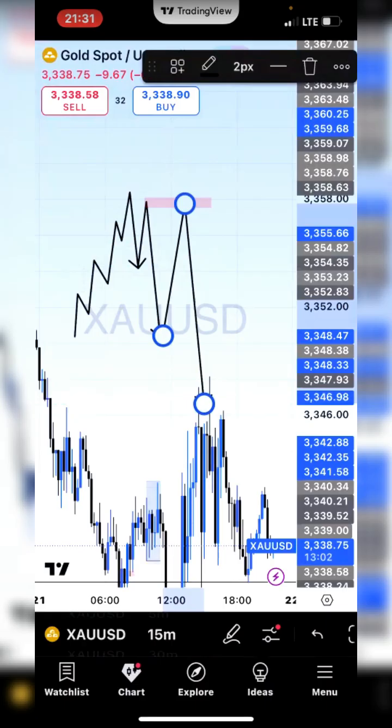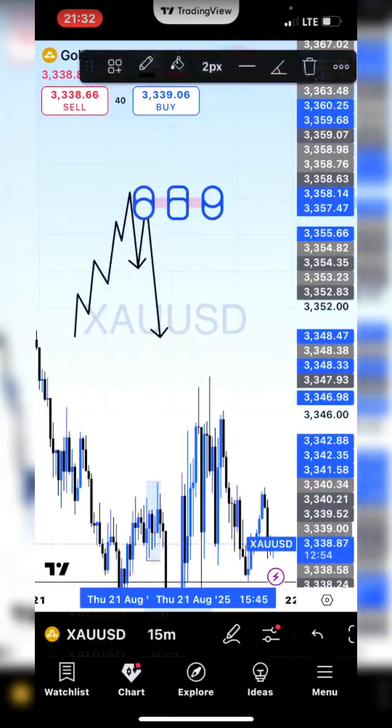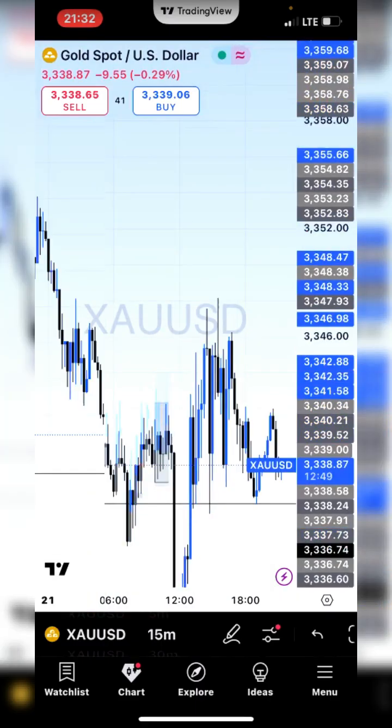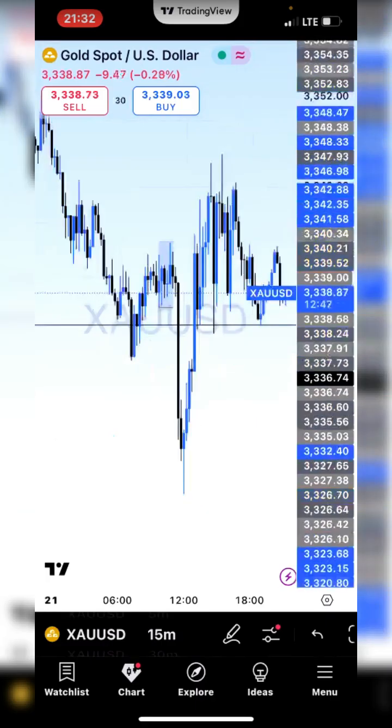Do you guys understand? Yes. Those are the three possible scenarios for a new invalidation. Now I'm going to show chart examples on the new invalidation because I've not taught this before. So let me look for an example.